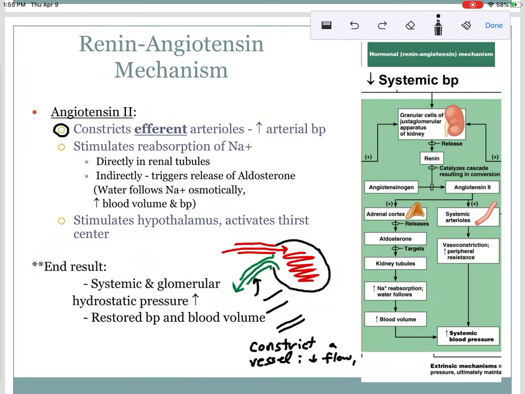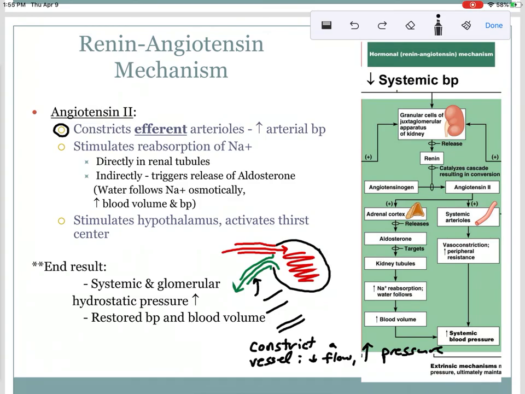But what does it do to pressure? When you constrict a vessel, it increases the pressure. This was the example of the garden hose I gave in the blood vessel chapter. If we constrict the end of the garden hose, less water's coming out, but whatever's coming out is at a higher pressure. So in this example, our initial problem is we have a drop in blood pressure.